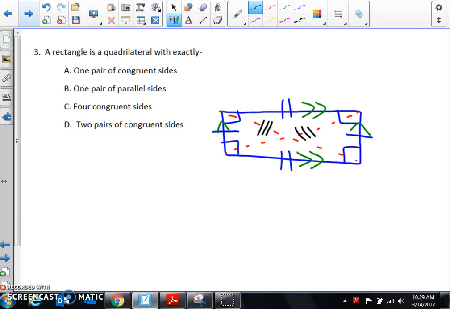So one pair of congruent sides, no, there's 2. One pair of parallel sides, nope, there's 2. 4 congruent sides, no, that's a square or a rhombus. 2 pairs of congruent sides, yes. So D is my answer.